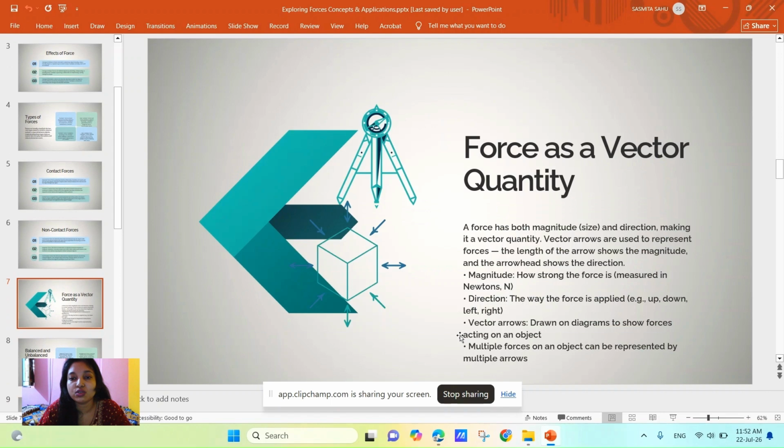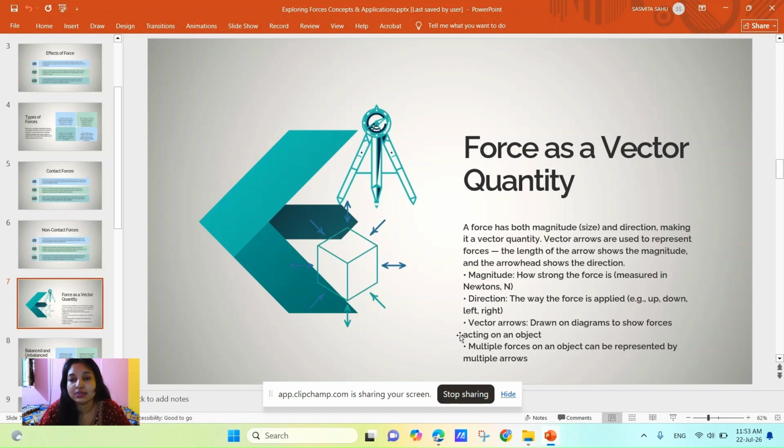The next thing is force as a vector quantity. A force has both magnitude and direction, making it a vector quantity. Vector arrows are used to represent forces. The length of the arrow shows the magnitude and the arrowhead shows the direction. Magnitude, that is how strong the force is. It is measured in Newton. Direction, the way the force is applied, that is up, down, left and right. Vector arrows are drawn on diagrams to show forces acting on an object. Multiple forces on an object can be represented by multiple arrows.